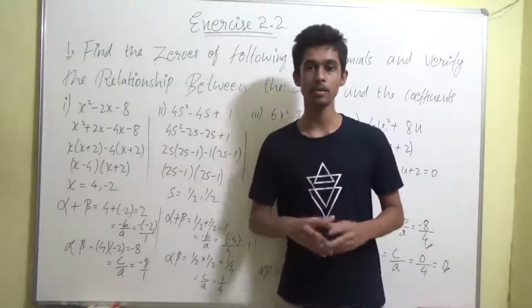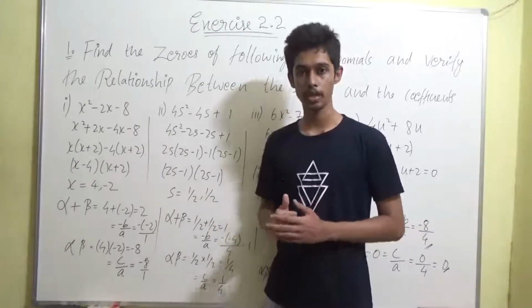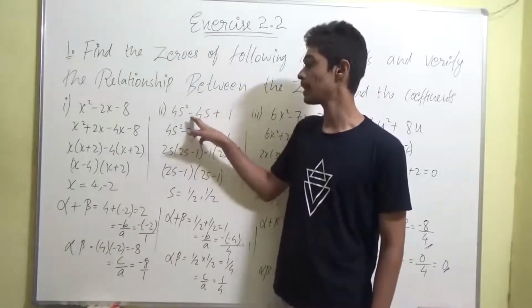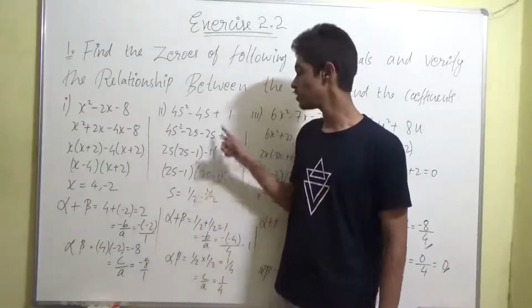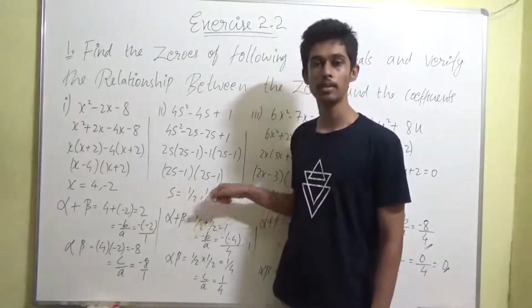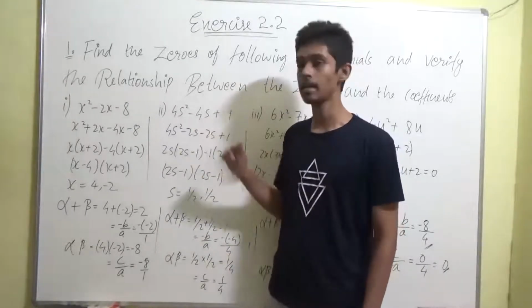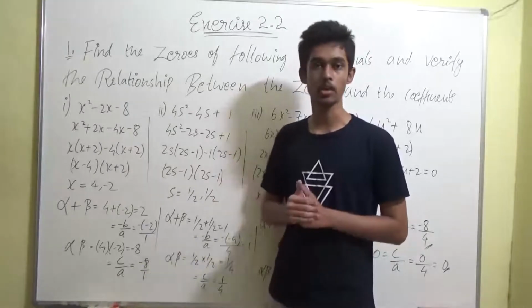Now if you add them, half plus half should give us minus b by a. Half plus half is 1, should give us minus of minus 4 by 4, which is minus of minus 4 is 4 by 4, 4 by 4 is again 1. So which is actually equal to sum of the zeros, guys, that is half plus half is also equal to 1 and minus b by a is also equal to 1, which means it is verified, guys. Alpha plus beta, we got it verified.